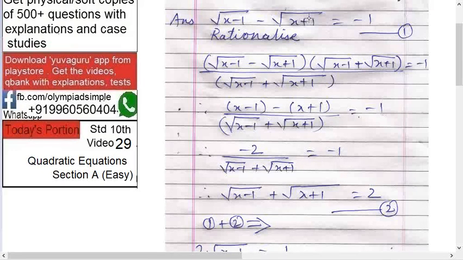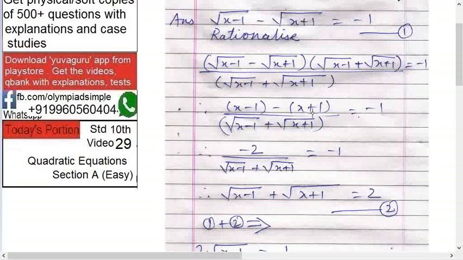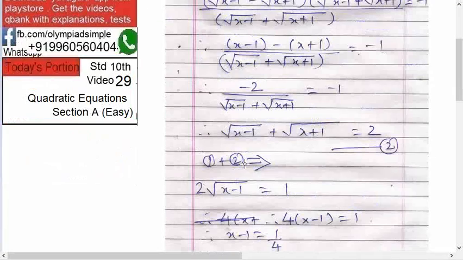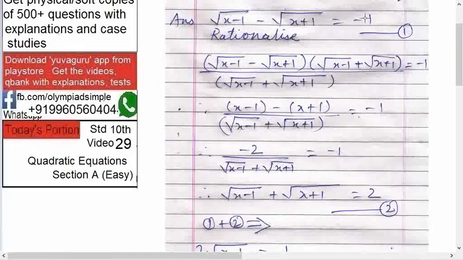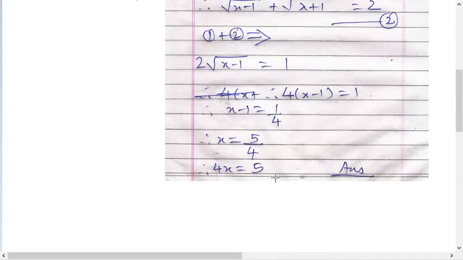Now you have equation number 1 and equation number 2. Add them. After adding, the √(x + 1) terms cancel, so 2√(x − 1) = 1. How 1? This is −1, this is 2, so 2 − 1 is 1. Bring 2 to the other side: √(x − 1) = 1/2. Therefore x − 1 = 1/4. Therefore x = 5/4, so 4x = 5.